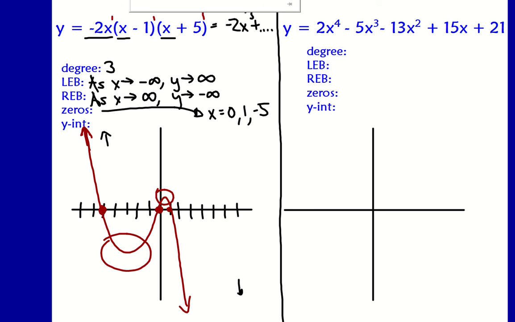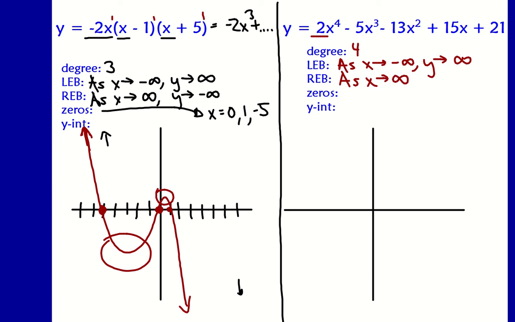Let's start by looking at the degree. The degree would be 4, which means the end behaviors are going to be the same. And the leading coefficient is a positive 2. So as x tends toward negative infinity, y would go up toward positive infinity, and as x approaches positive infinity, y would also approach positive infinity. That would be up to the right and up to the left. The zeros, I'm going to have to do some work on that. The y-intercept would be (0, 21), so we can go ahead and put that on our sketch.